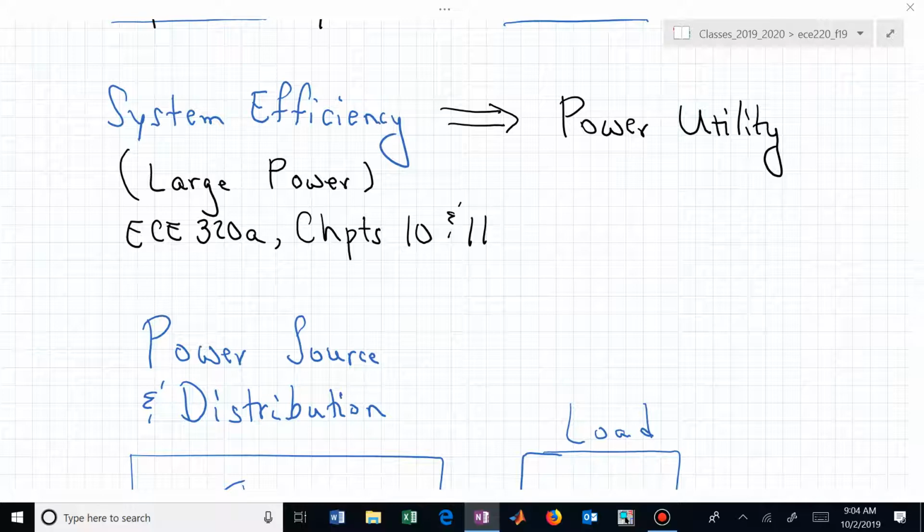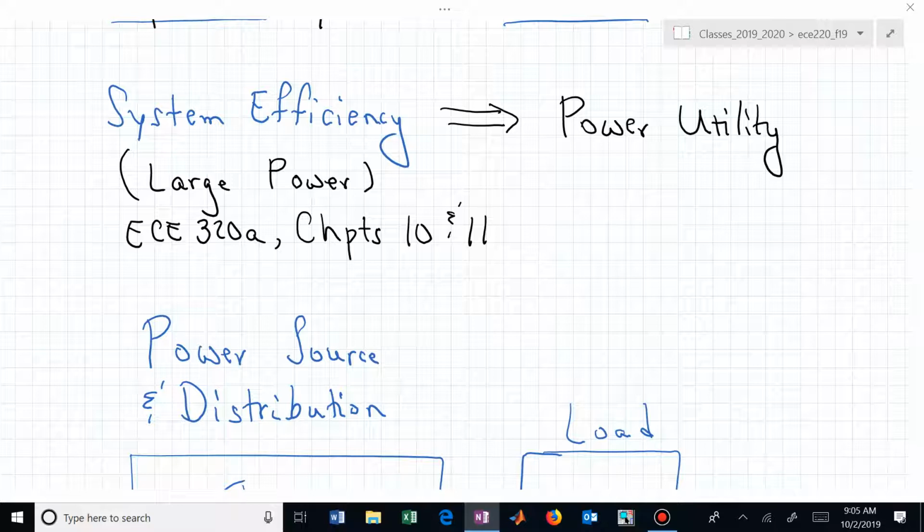So here, the first one is system efficiency. This is where we get our power, or power utilities. And this is with large power, and this we need to know you will learn in 320A if you take the next class in this sequence, 220, 320A. That's the second half of this textbook. You'll learn in the very beginning parts of 320A this idea of power, single-phase power, 3-phase power. That's this system efficiency. That deals with system efficiency.